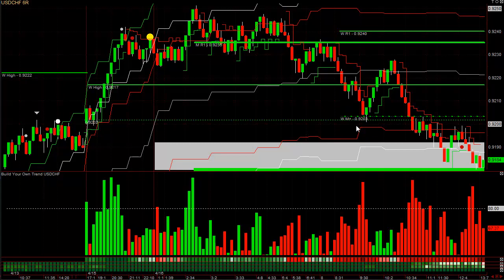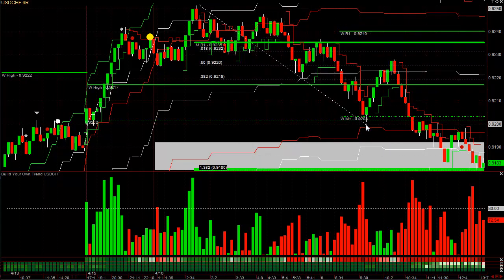Once it breaks underneath the hourly with incredible weakness, and in fact the most weakness it's had all day, typically you want to draw your fibs on the previous move, and most of the time it's not going to go above the 50 or 62% retracement.